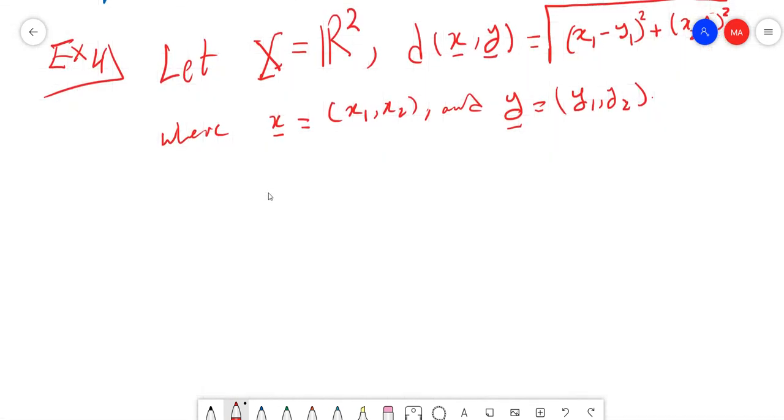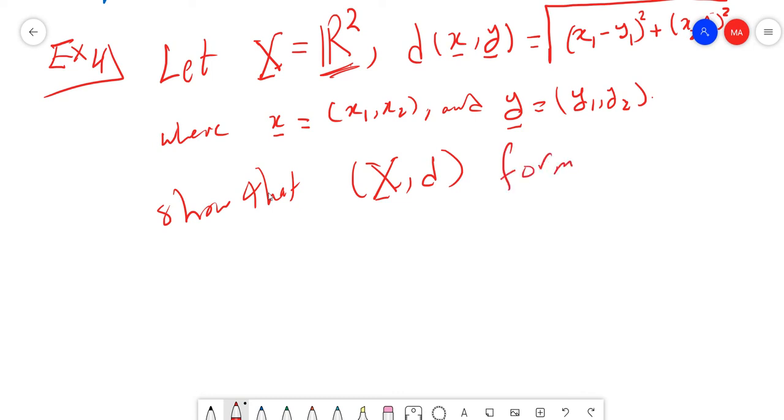Show that X, which is R squared, together with the Euclidean metric is a metric space.